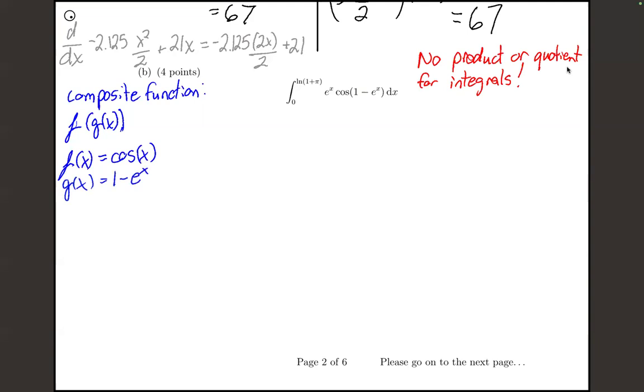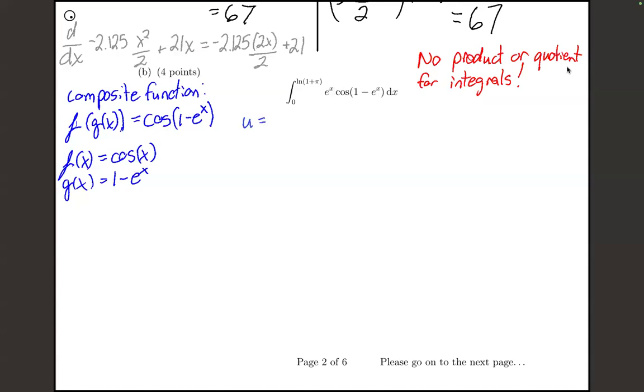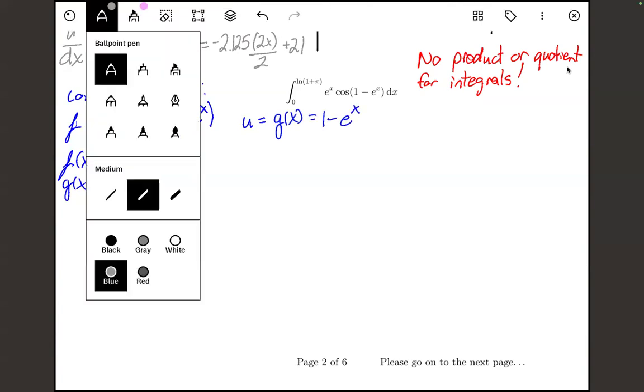We see that f of g of x actually equals cosine of 1 minus e to the x, which gets us started. Since there's a composite function, we are going to assume that u equals the inside of the composite function, or in our case, g of x. So I'm going to write that u equals g of x, which in our case is 1 minus e to the x.